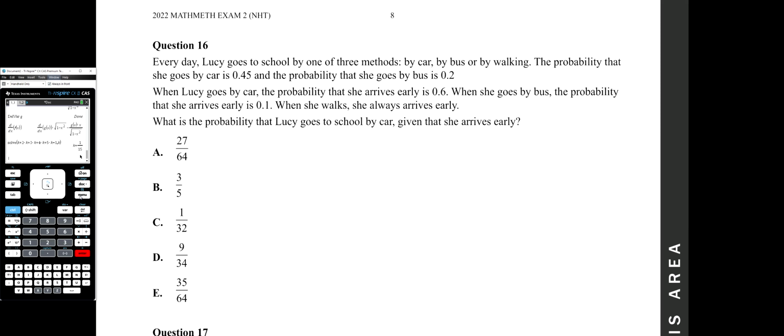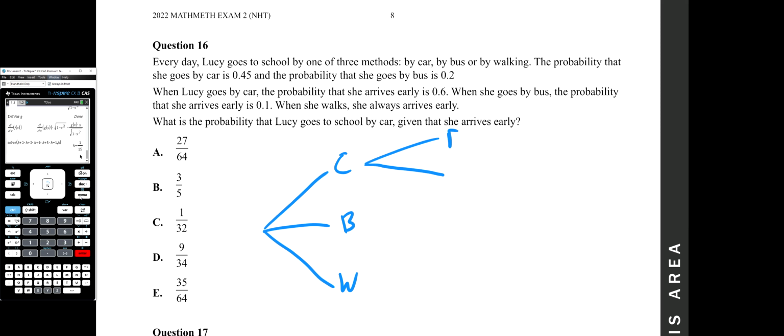Okay, so as soon as you read that, you straight away notice that we've got sequential events happening. So what's going to happen? Well, she has 3 different modes of transport: car, bus, and walking. Following a mode of transport, she will either arrive early or she will not arrive early. So filling out the tree diagram, we've got E and E dash as well.